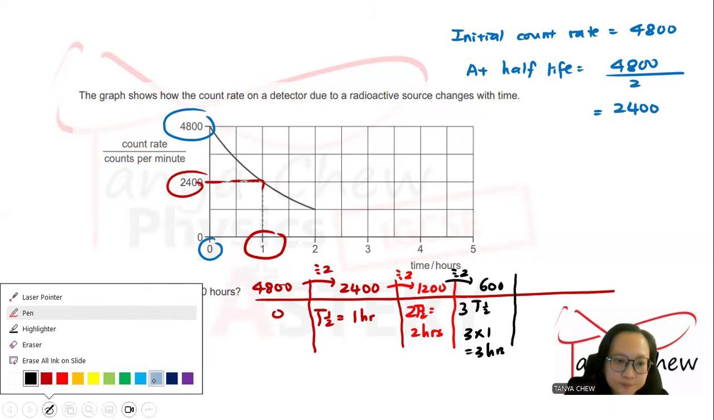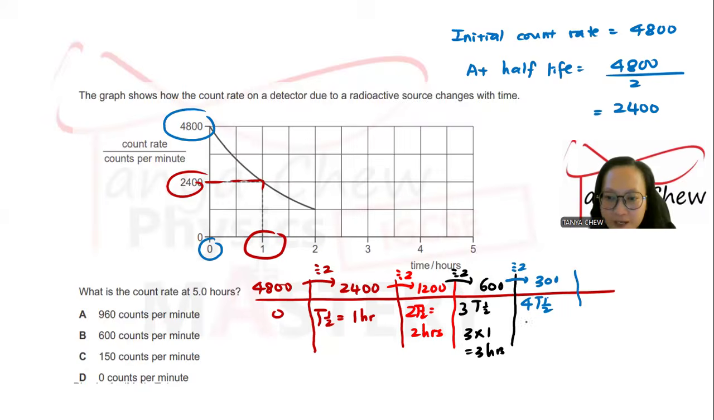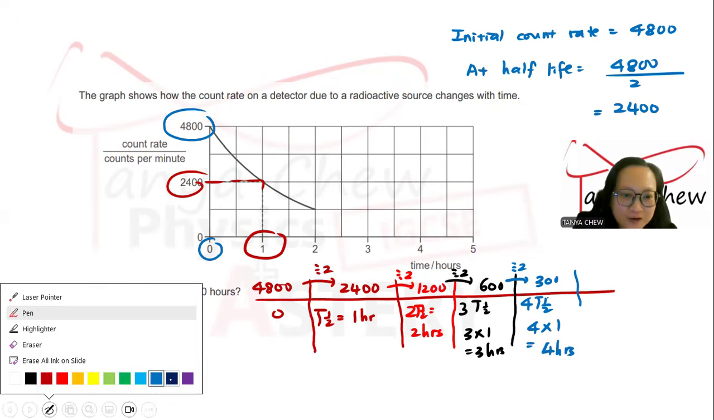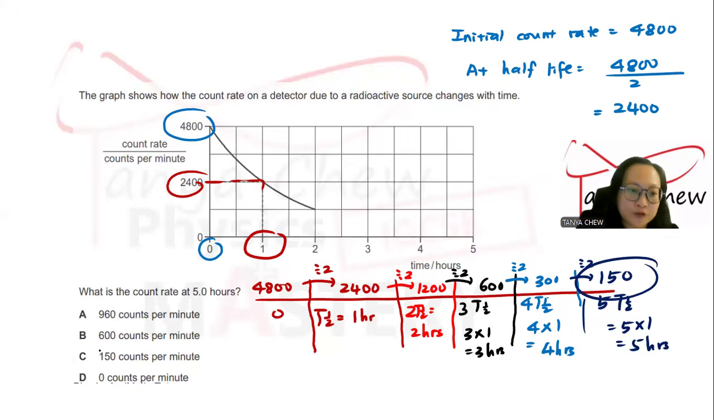And then after that, divided by 2, I get 300. So this is 4 half-lives, 4 times 1, because the half-life is 1 hour. This is 4 hours. And the last one here, divided by 2. Keep on dividing by 2. This is 150. This is 5 half-lives. So this is 5 times 1 hour, so 5 hours. At 5 hours, I have 150 counts per minute. So C is the answer.